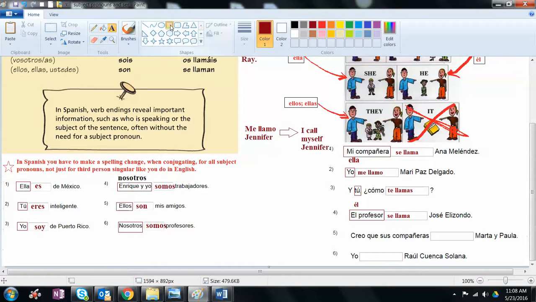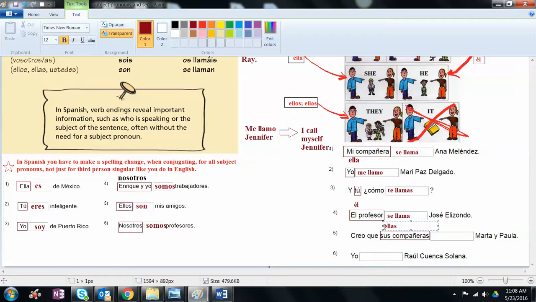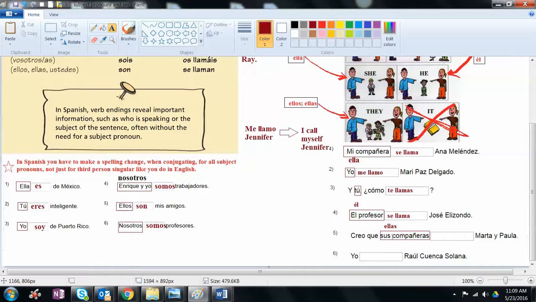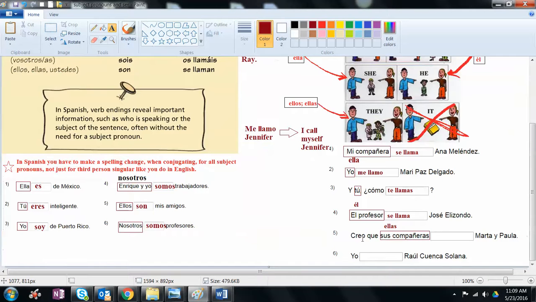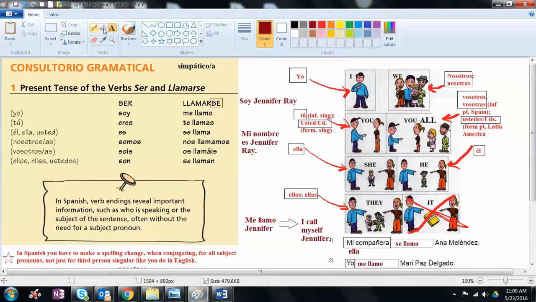Creo que sus compañeras, Marta y Paulina. So I'm saying I think that your classmates, they call themselves Marta y Paulina. So whenever you end up with a proper noun, make sure you're changing it to a pronoun so you could use your chart. So again, I believe that your classmates, that they call themselves Marta y Paulina. And so if I go over here, here's ellas se llaman.